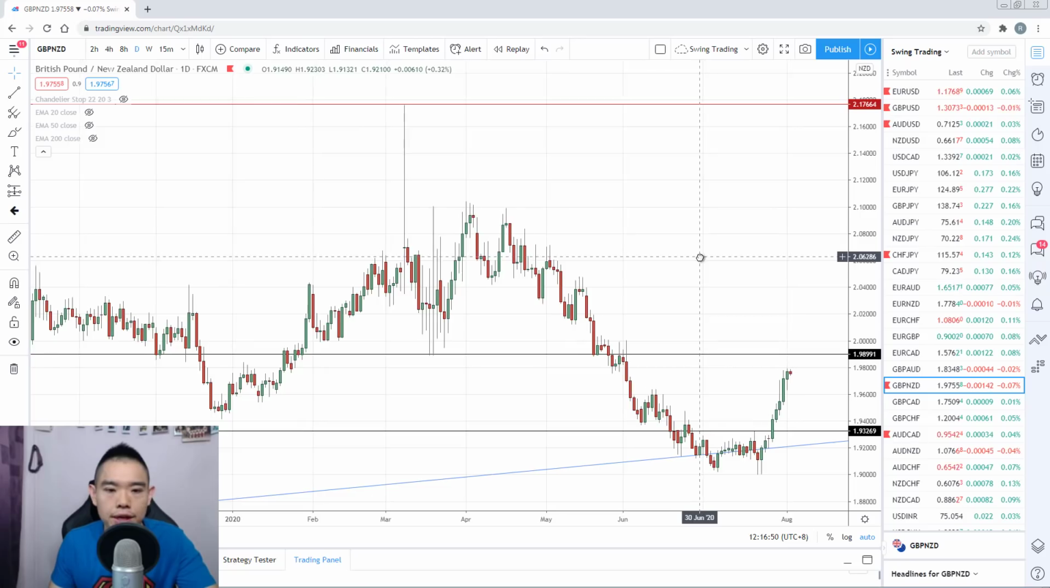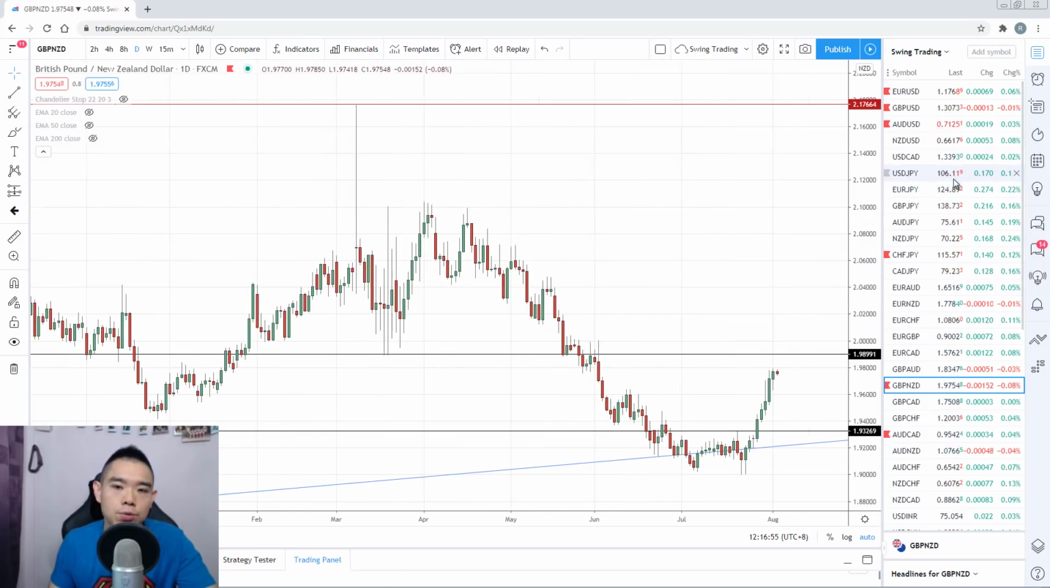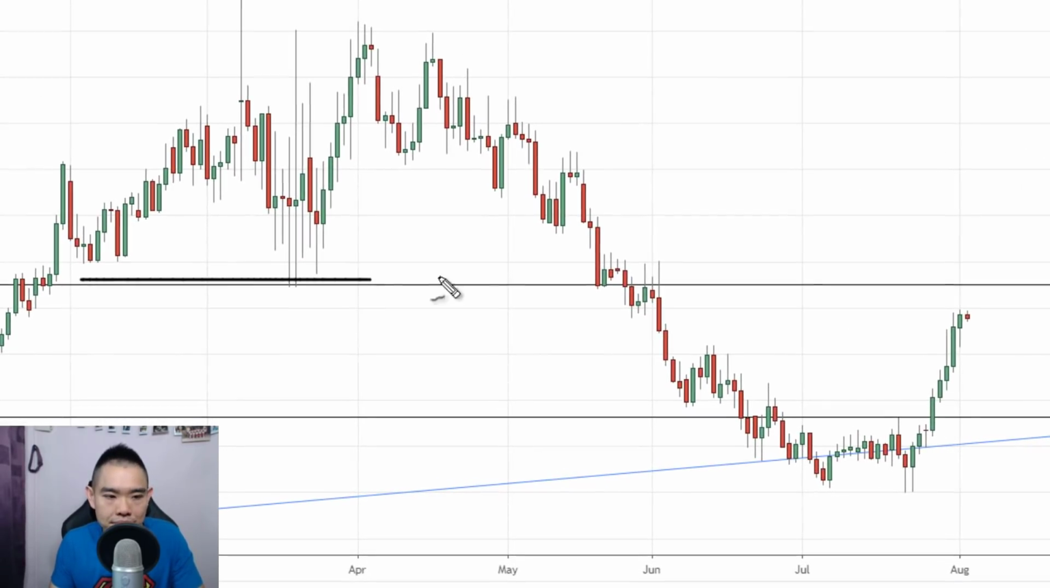So first things first, let's have a look at Pound New Zealand. From the looks of this chart, traders looking at it might be looking to sell. Hey Rayner, I know what you're thinking, Rayner. You are looking to sell at previous resistance that could become support.